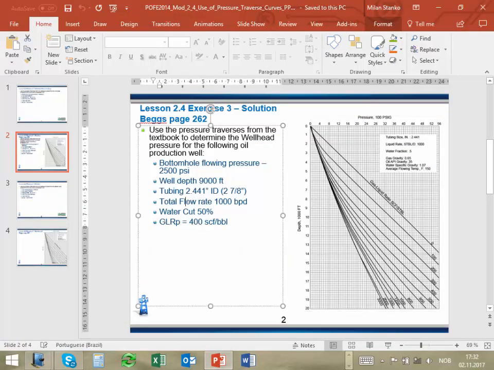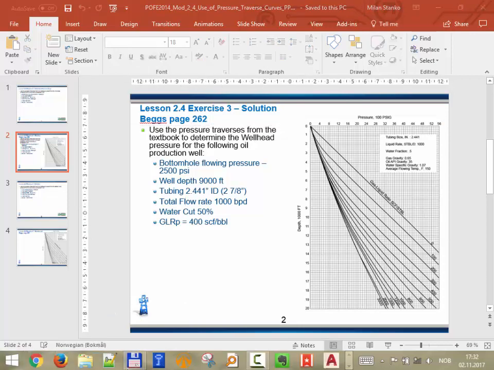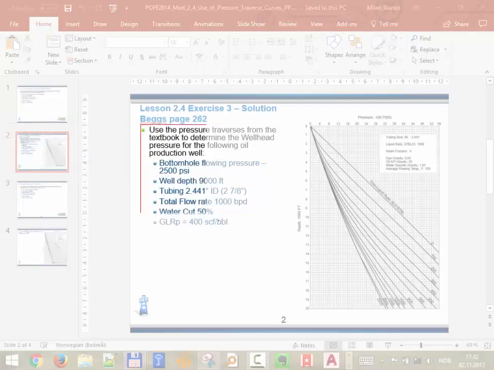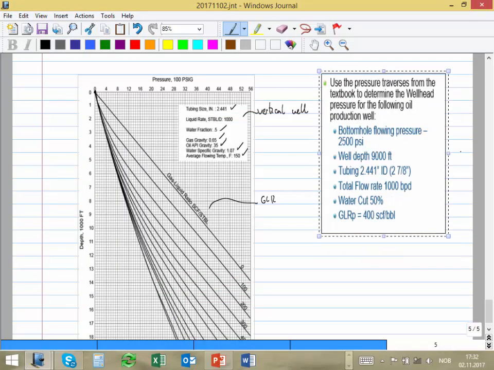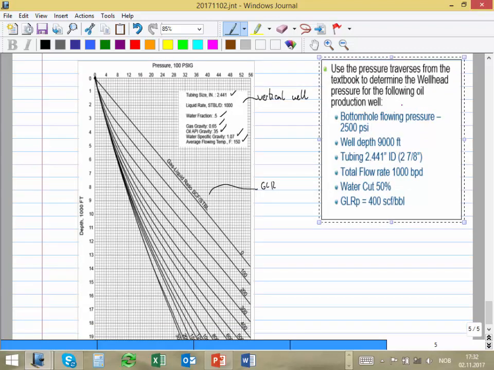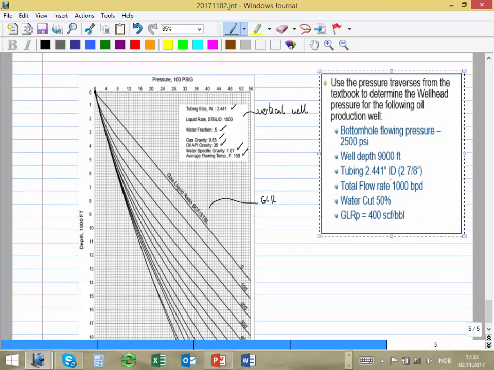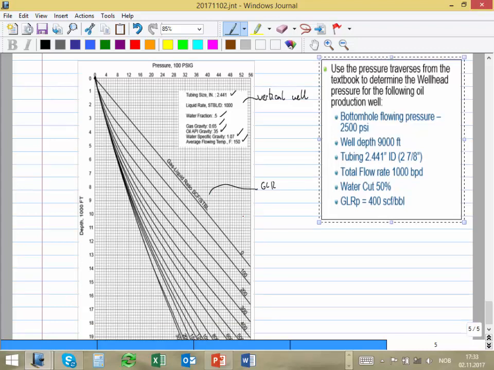Okay, so let's take exactly that example. I think that example was nice. It says, use this pressure traverse curve from the textbook to determine wellhead pressure. So in this case, I'm moving from bottom hole to wellhead. For the following production: bottom hole flowing pressure 25,000 psi, well depth 9,000 feet, and here we have 20,000. Tubing size 2 7/8, that's exactly what we have. Oil liquid rate is 1,000 standard barrels per day. Water cut is 50%, that's a fraction, so it's okay. And the gas-liquid ratio is 400. So we are talking about this curve here.